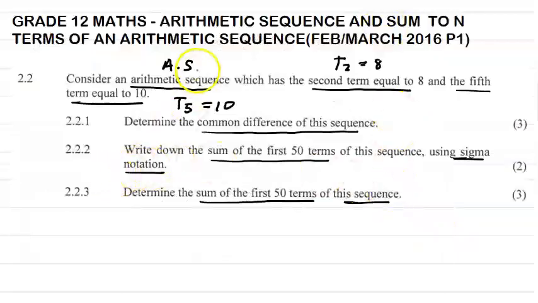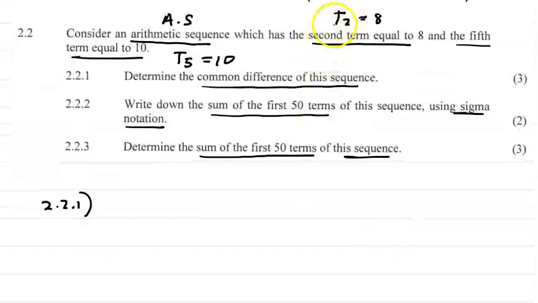So the first thing that we need to do is sift out the information as we have done. So the answer for 2.2.1 would start as follows. They tell us that T2 is equal to 8. So if T2 equals 8, what does that mean? It means that 8 must equal A plus n minus 1 times d. Now don't forget that n will be 2, so that will be 2 minus 1, which is 1 times d, which is d.